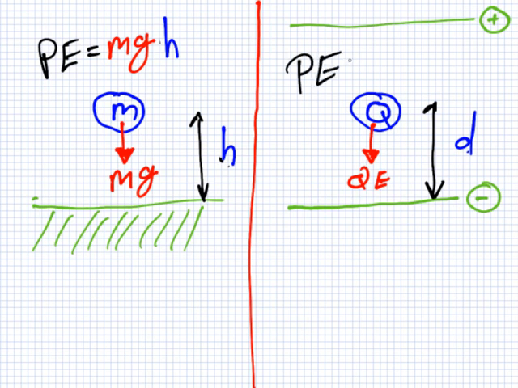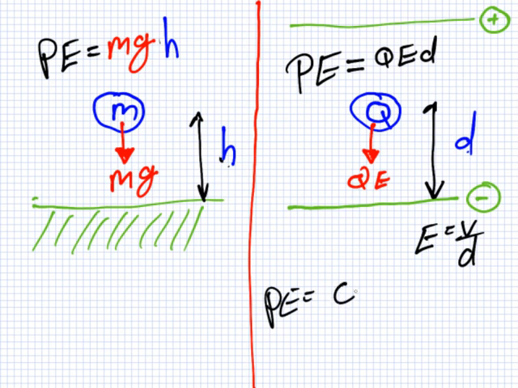So what do you think the formula for potential energy is? Q, E, and D. It's like the H. But there is one tiny difference here. We actually have a formula for the E, don't we? Because it's the plate. So what is the formula for the E? V over D. So if I stick that into the formula, I get PE equals Q V over D times D. So what happens here? The D's cancel, and you get this formula, PE equals QV.